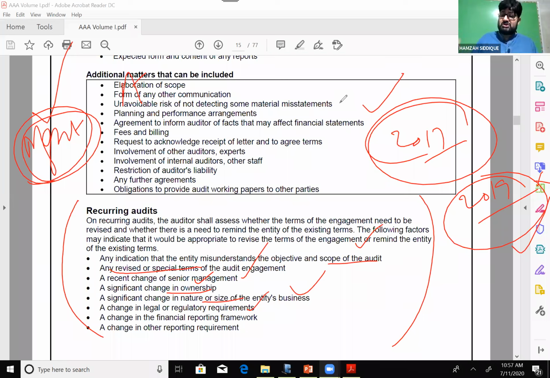Laws and regulations change. The financial reporting framework changes, or the reports required from the auditor change. For example, they say now you should report on controls as well. Then, of course, the engagement letter has to be revised.